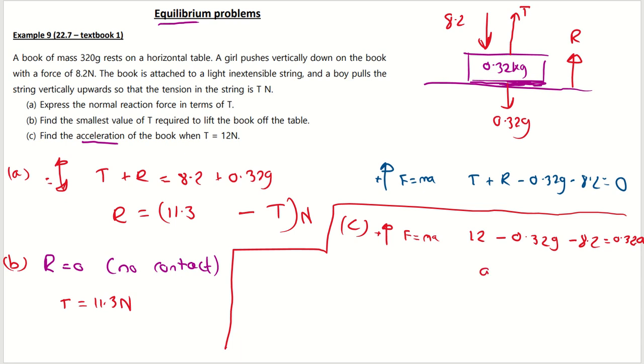So I think I can just rearrange that straight away for a by putting all this in my calculator on the left-hand side and dividing by 0.32. So 12, take away 0.32 times 9.8, take away 8.2, divide by 0.32, and it gets me 2.08 meters per second squared. And that's it. But again, it's just this idea about the reaction force disappearing. Effectively, it can be confusing about this example.